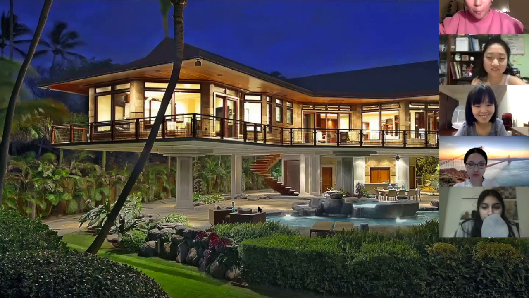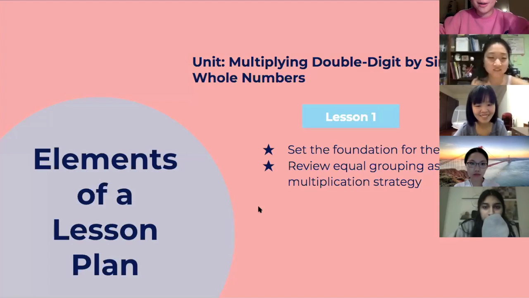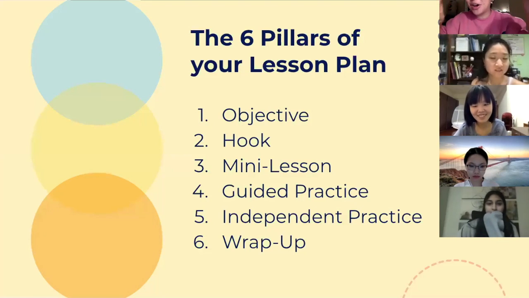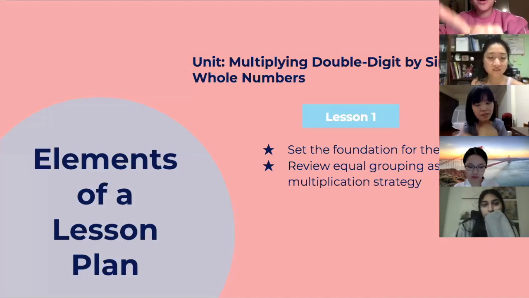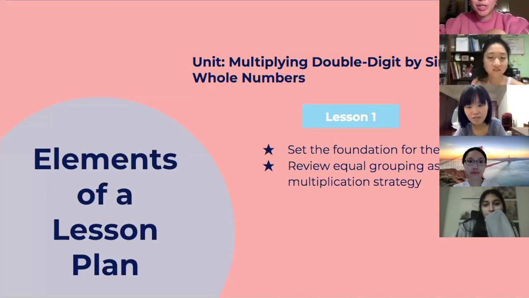And so we're going to talk about the elements of a lesson plan with what I'm going to call the 6 pillars of your plan, which are these 6 elements. I'm going to talk about these 6 elements and give examples of each through that lesson 1 that we just told you about: reviewing past multiplication, reviewing this concept of equal grouping to solve multiplication problems.